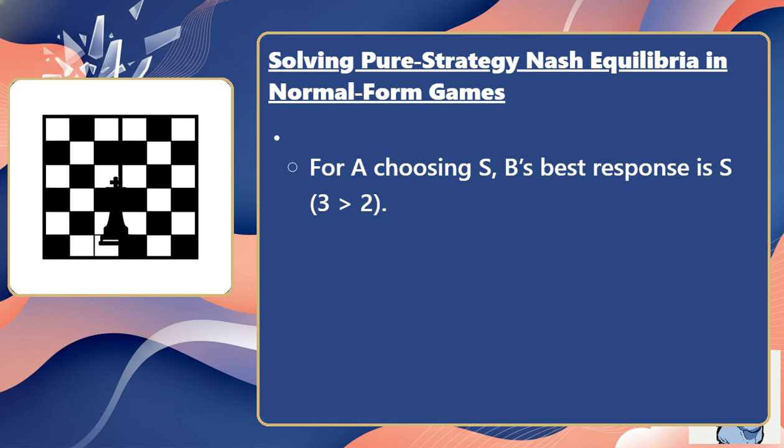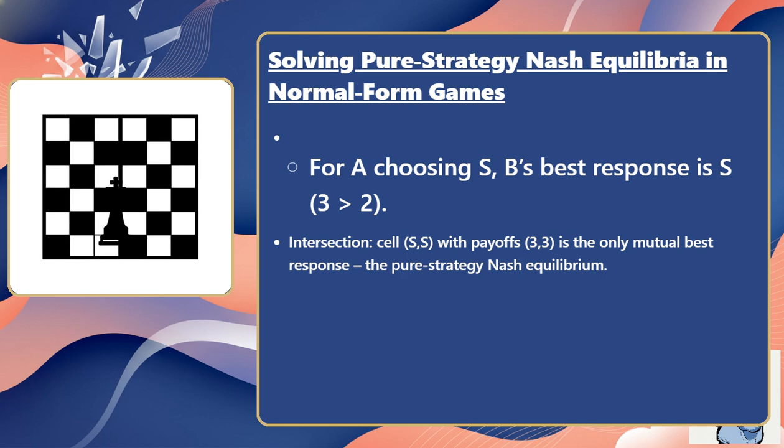For B choosing S, B's best response is S (3 greater than 2). Intersection: cell (S, S) with payoffs (3, 3) is the only mutual best response, the pure strategy Nash equilibrium.